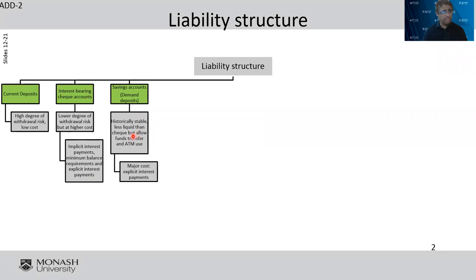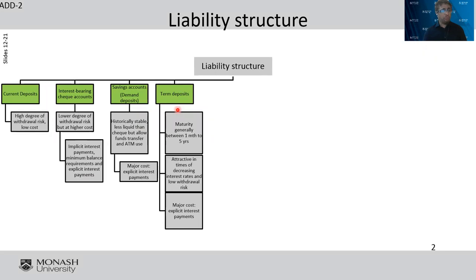Now, historically stable, less liquid than check, but allow fund transfer and ATM use as we do usually. And the major cost is the explicit interest. They pay us 1% and less than 1%.